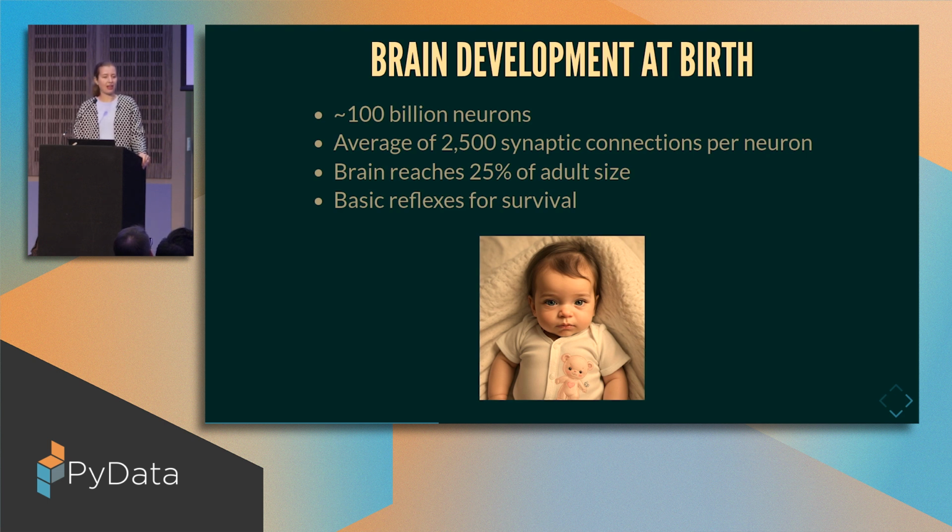At birth, our brain has already 100 billion neurons, which I think is amazing, and an average of 2,500 synaptic connections per neuron. So synapses are the connections between neurons and basically the pathway along which they exchange and pass on signals. At birth, the brain reaches only 25% of adult size, and newborns have only basic reflexes for survival, like rooting, grasping, sucking, but no directed interactions with their environment. So no coding at this stage.